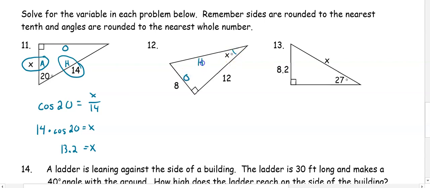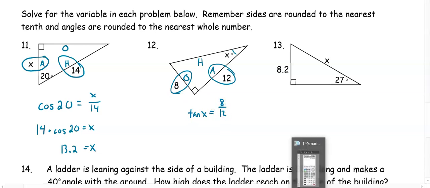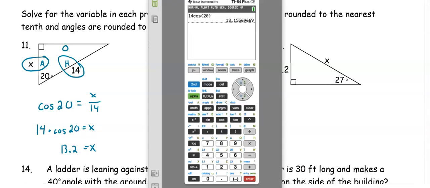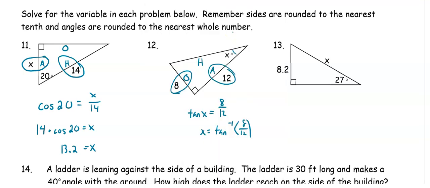In number 12, x is the angle, but we're still going to base our sides off of x, so we have opposite, hypotenuse, adjacent. This time we know the opposite and the adjacent have information, so this is tangent. So the tangent of x equals 8 over 12. When we want to find our angle, we are going to use the inverse. So the tan inverse of 8 over 12. So we're going to hit second tan, which is going to put that little -1 there, equals 8 divided by 12. Angles round to the nearest whole number. So the 0.6 is going to round us up to 34 degrees.